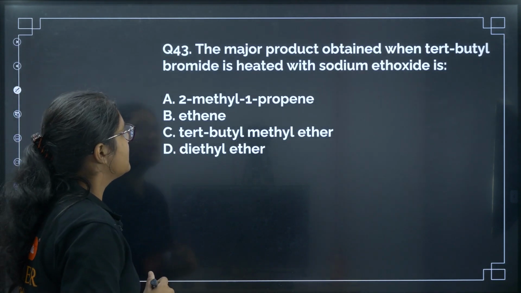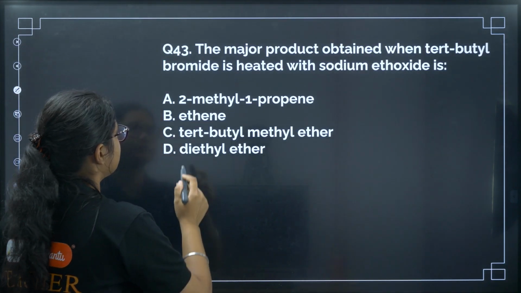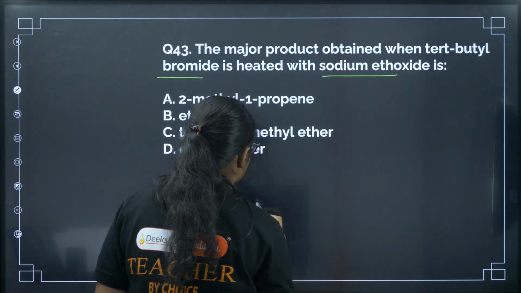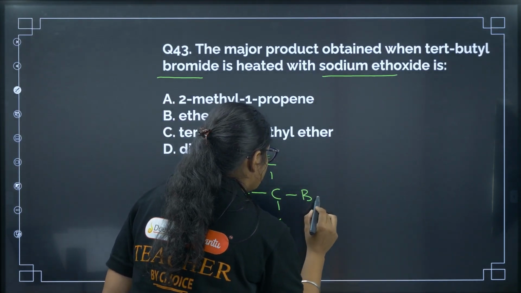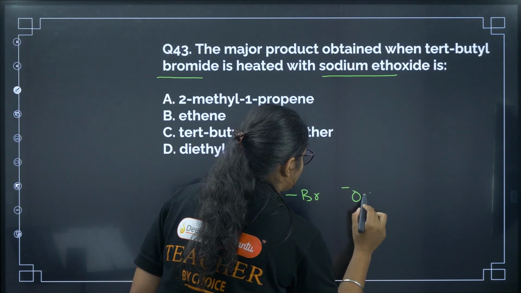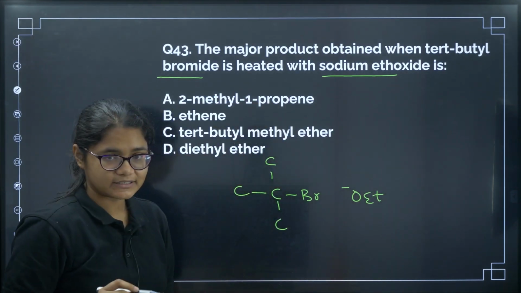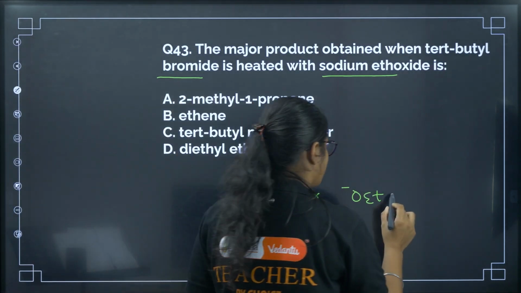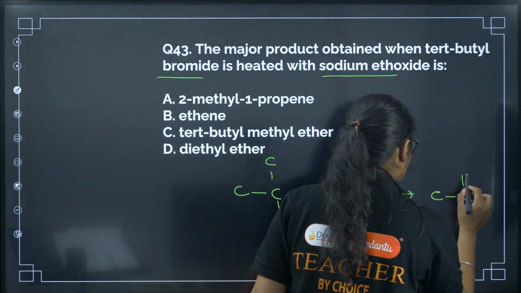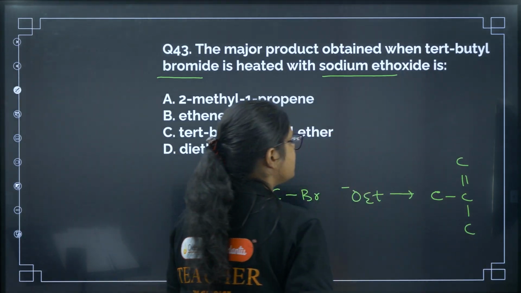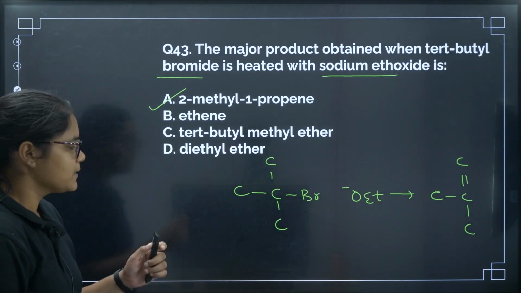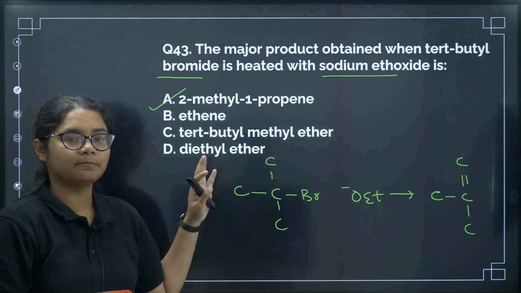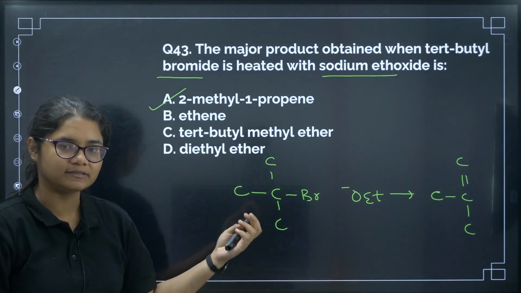Now next question: the major product obtained when tert butyl bromide is heated with sodium ethoxide. If you have tert butyl bromide and heat it with O minus Et, it will do an elimination reaction and we will get a double bond product. Alkene formation will be there, right? So this is your 2-methyl propene. The correct answer for this question will be option number A. Had this been a primary alkyl halide, we could have got an ether as a product.